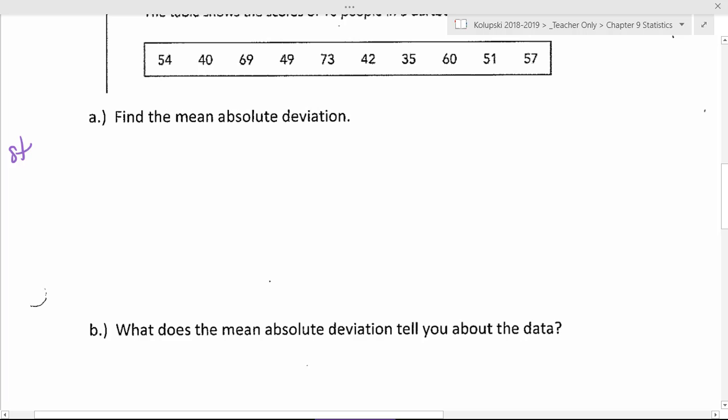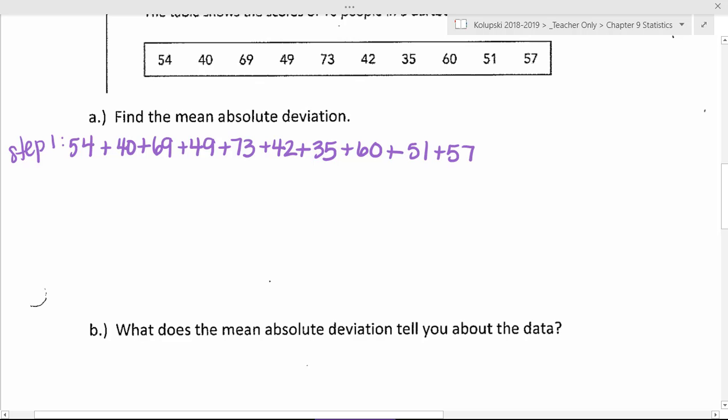So I'm going to label this as step 1. So we're going to find the average of these numbers. So I'm going to take them and add them together. Now, you do want to show this because if you get any part of this wrong, you'll be able to receive partial credit. So we're not just going to stick it all into the calculator. We're going to write down exactly what we're doing. So I have 54 plus 40 plus 69 plus 49 plus 73 plus 42 plus 35 plus 60 plus 51 plus 57. So those are the numbers in the box.